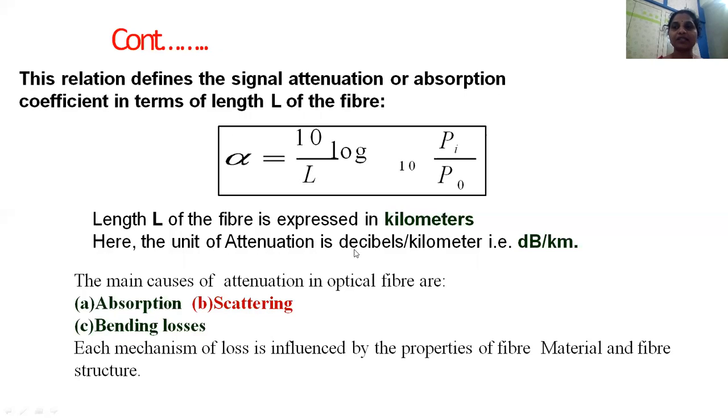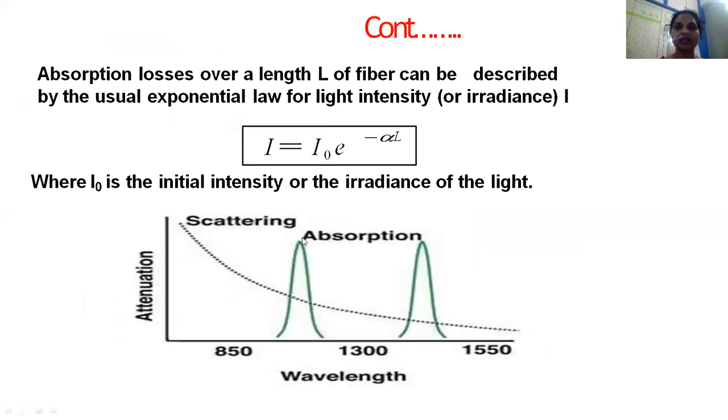Decibels is the other unit you all know for noise. Here this loss is nothing but the unwanted signal. So the same decibels is used for the loss in the calculation of attenuation in optical fibers. Now, the main causes for creating this attenuation are, one, absorption, second, scattering, and third, bending losses. Each mechanism of loss is influenced by the properties of the fiber material and fiber structure.